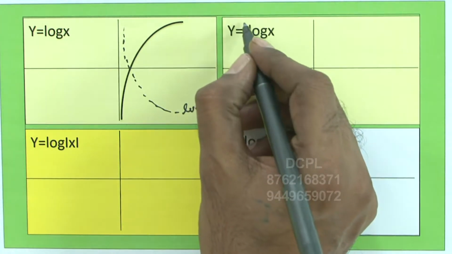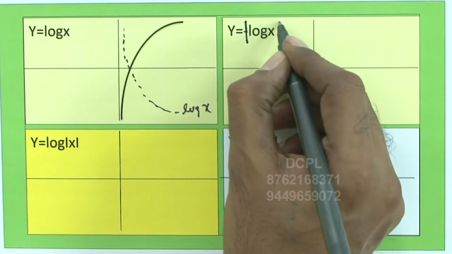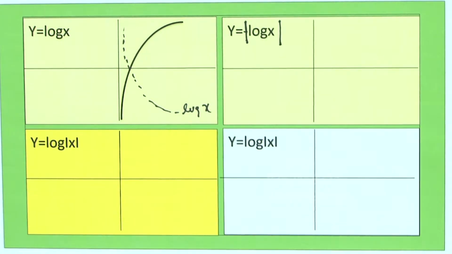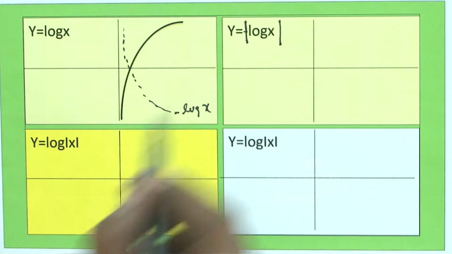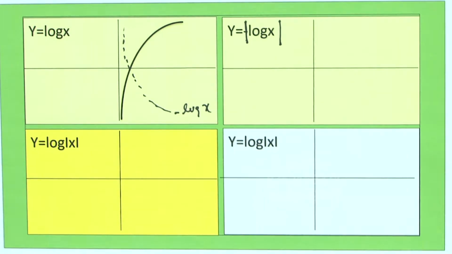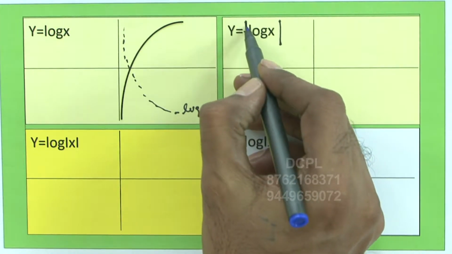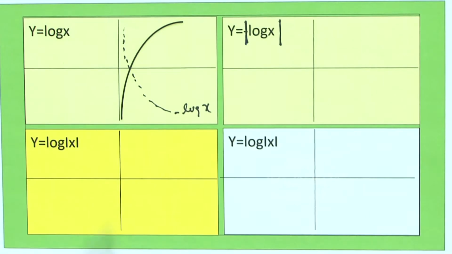Now, let us draw the graph of mod log x, right? Don't get confused, there was a small printing error. It was printed as minus log x, actually it is for mod log x. Now, look at this. How to draw the graph of mod log x?